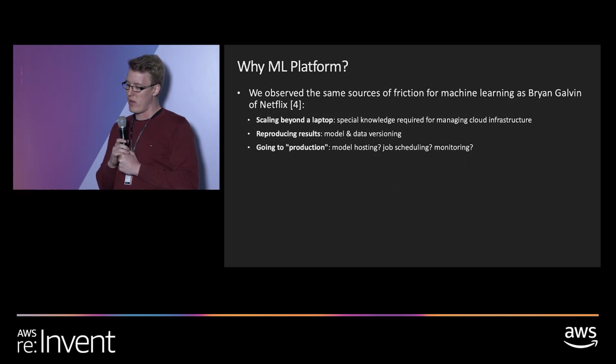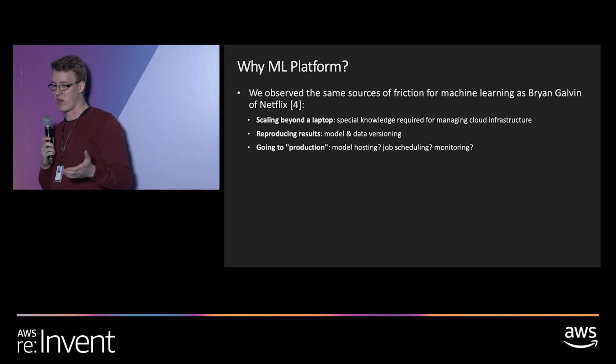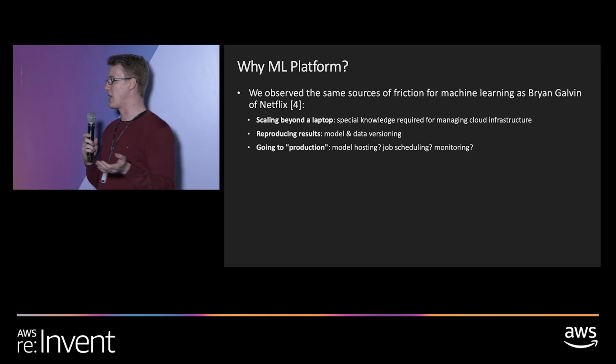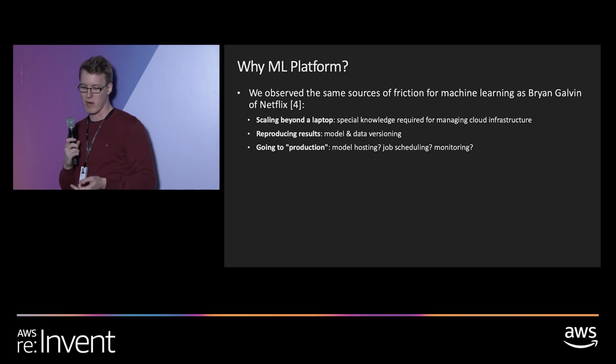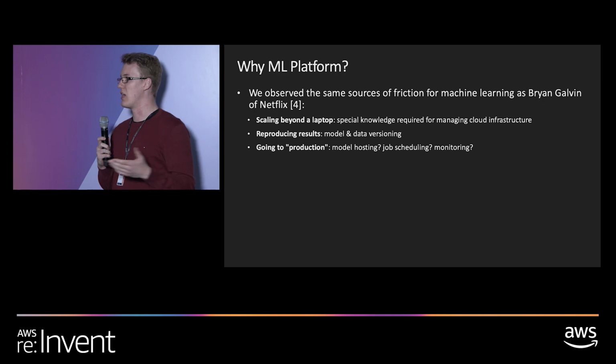There was a talk by a fellow called Brian Galvin of Netflix, and he identified 3 key sources of friction that data scientists often face at companies. Those were scaling beyond a laptop: if you need more than 12 cores to train on, like a standard MacBook Pro, how do you get access to that? Reproducing results: how do I make sure that I use the same data to train the model? How do I make sure that I use the same versions of libraries, et cetera? And finally, going to production. How do we host models? How does scheduled retraining work? How does monitoring of models in production work?